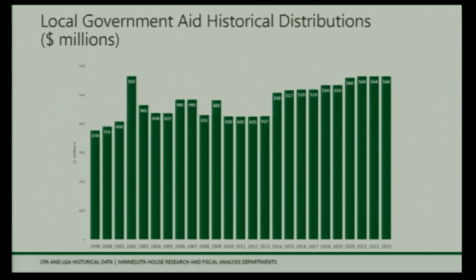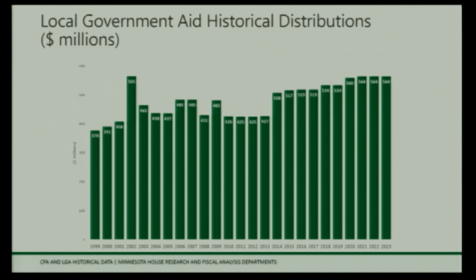Moving over to local government aid, or LGA. This is the general purpose aid program for cities. We talked a little bit about it in our overview a couple of weeks ago, but this state aid distributes just over $564 million annually. And this aid program actually dates back to the late 1960s, when a portion of the newly enacted state sales tax was dedicated to cities as a way to provide property tax relief.